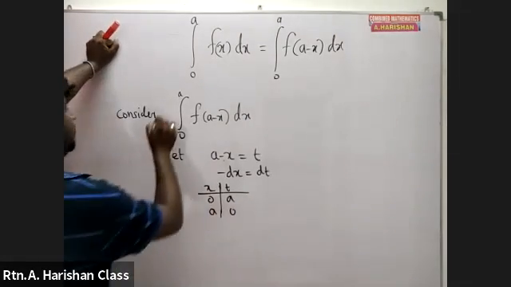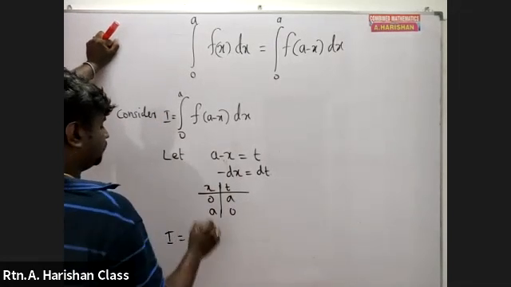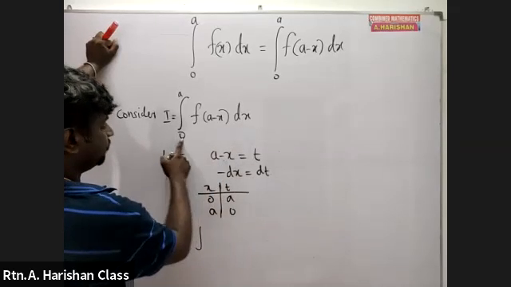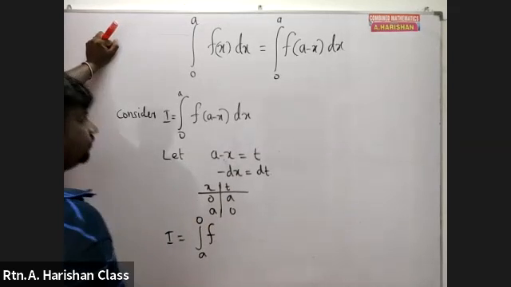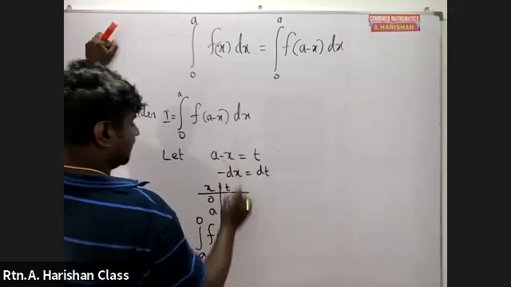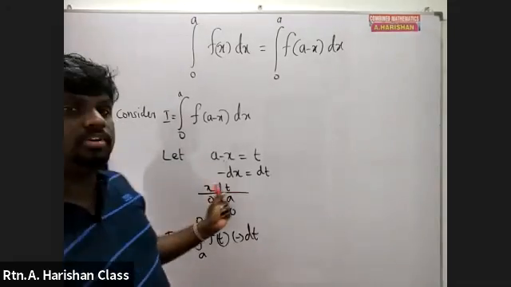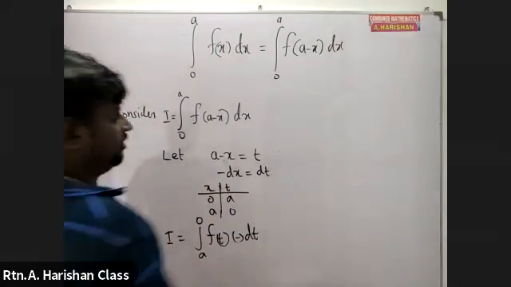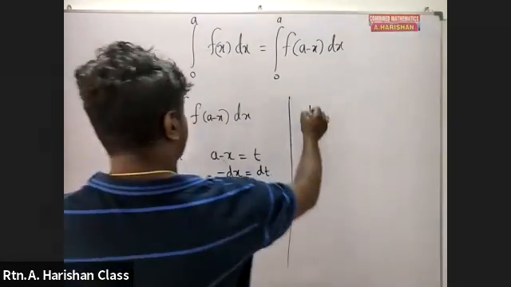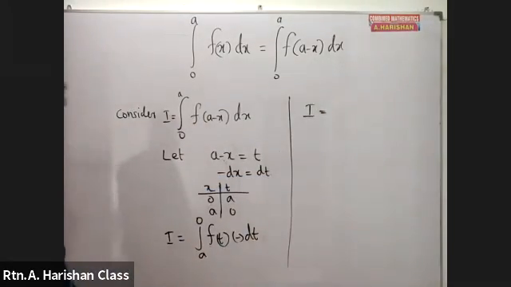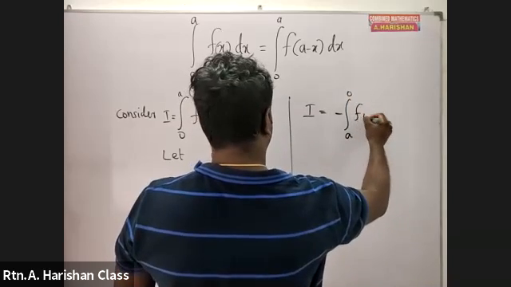Okay. So say this is I. So the same I can be written now, instead of x changing to t, so 0 becomes a and a becomes 0. And f of a minus x, that is t, and minus dx is minus dt. Sorry, dx is minus dt. So here I don't have space to write, so I am writing here I equals, so you know this, there is a minus and a to 0 f t dt.